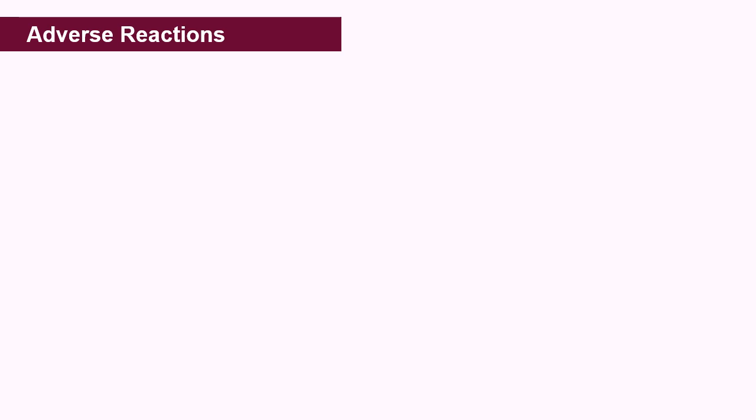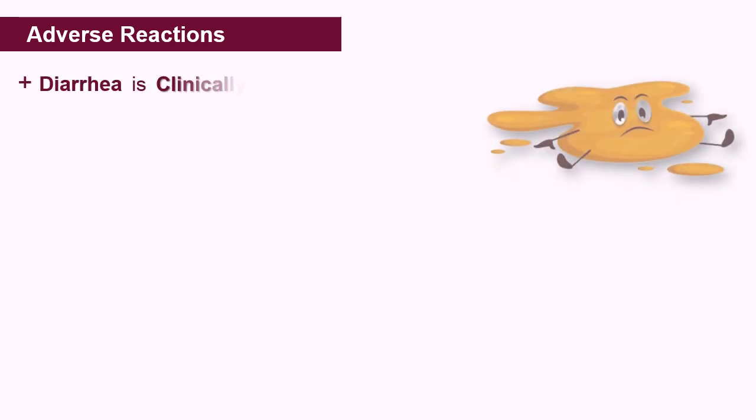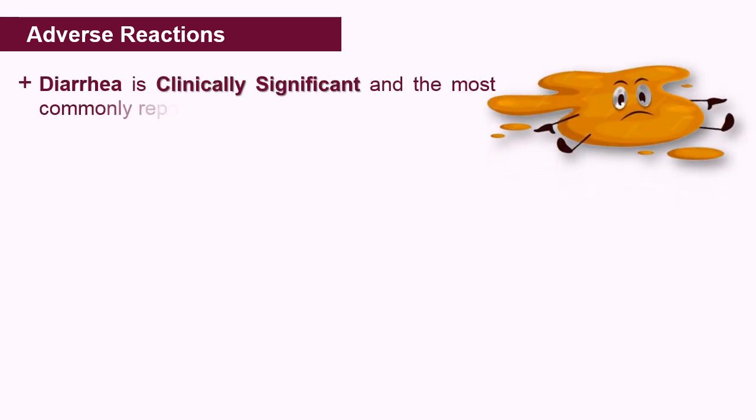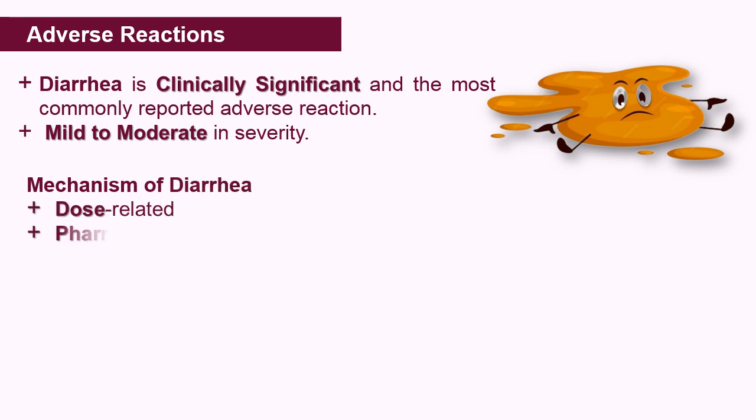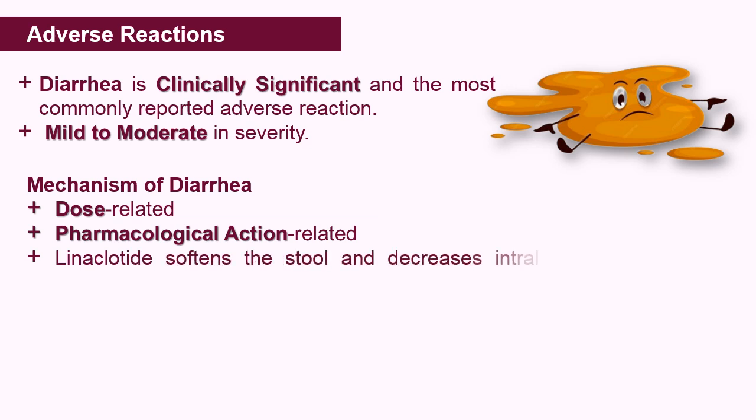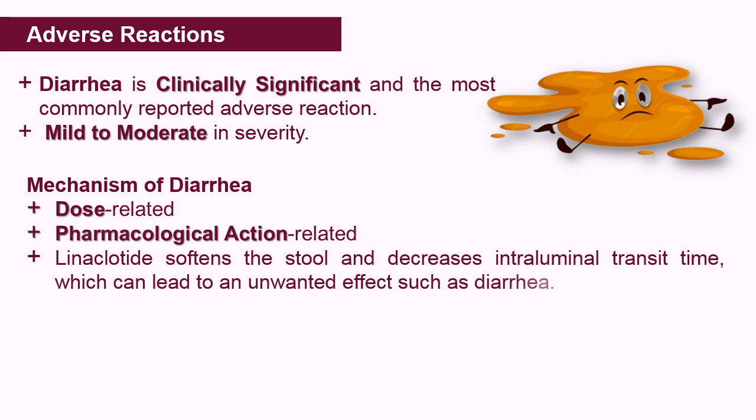Adverse reactions. Diarrhea is clinically significant and the most commonly reported adverse reaction with linaclotide. Most frequently described as mild to moderate in severity. Mechanism of diarrhea. The mechanism of this adverse reaction is dose-related and is related to the pharmacological action of the drug. As I explained in the mechanism of action section, linaclotide softens the stool and decreases intraluminal transit time, which can lead to an unwanted effect such as diarrhea.